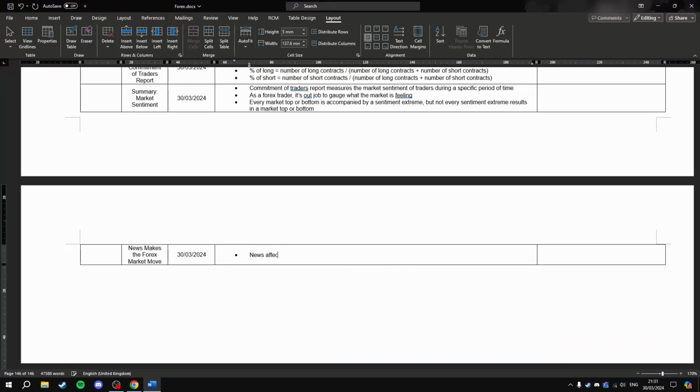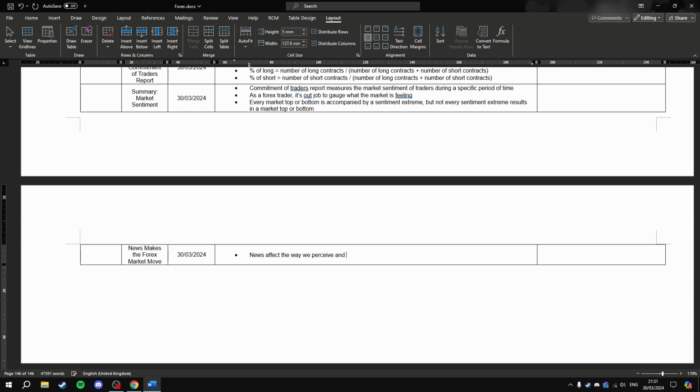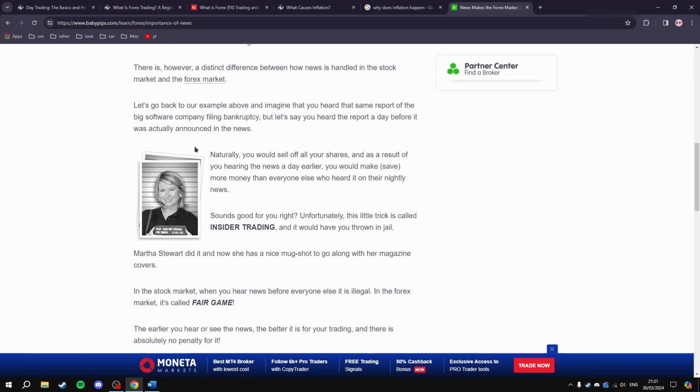News affects the way we perceive and act on our trading decisions. It's no different when it comes to trading currencies. There is, however, a distinct difference between how news is handled in the stock market and the forex market.